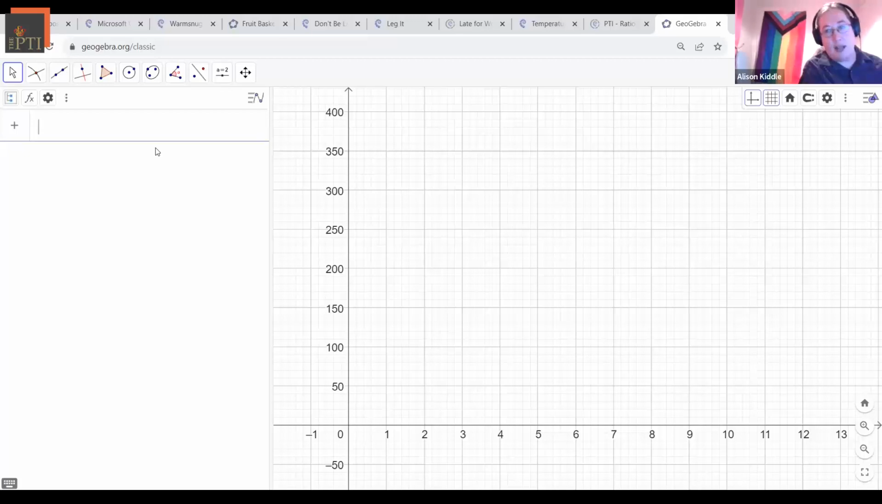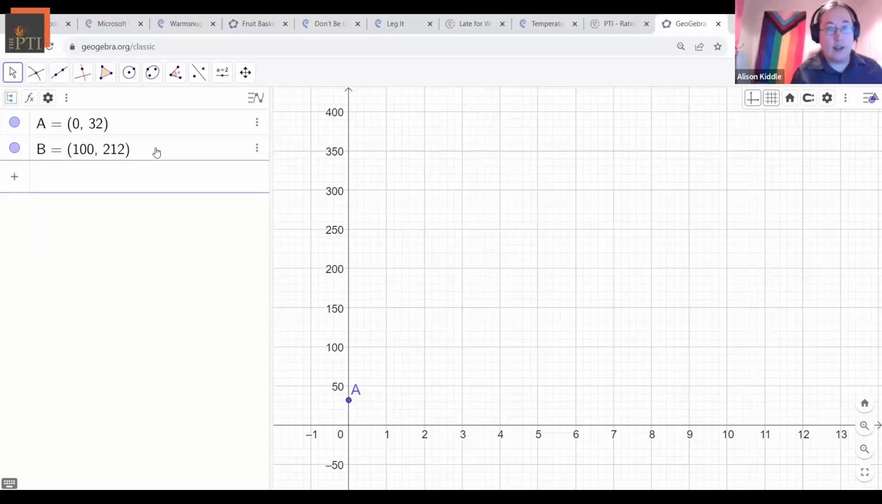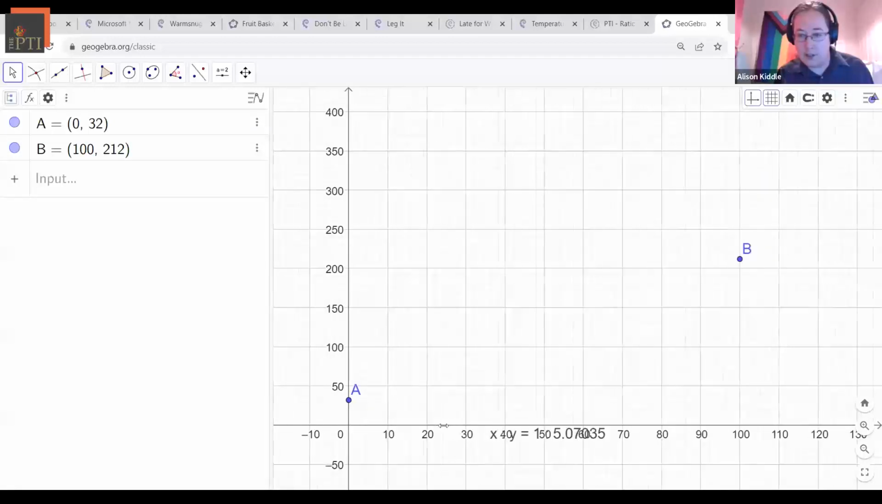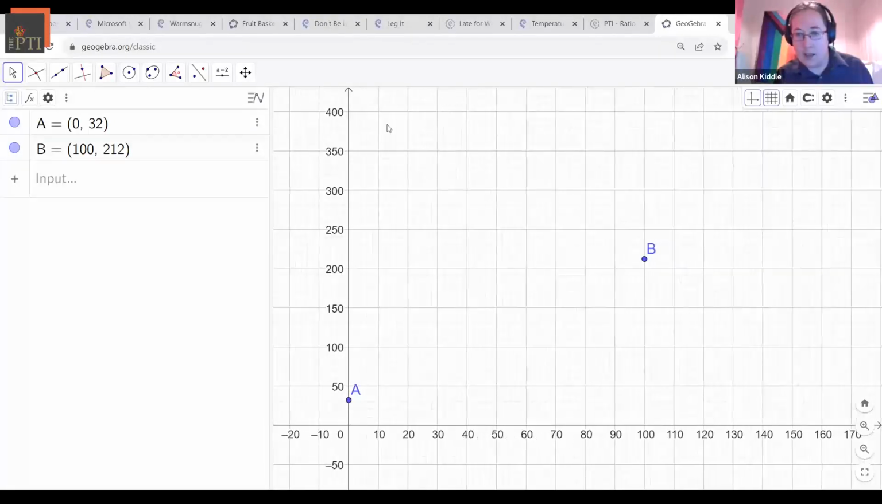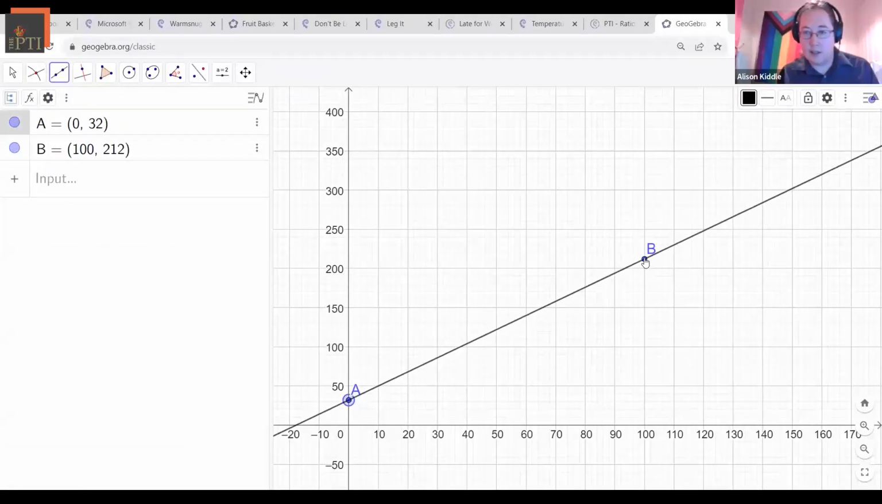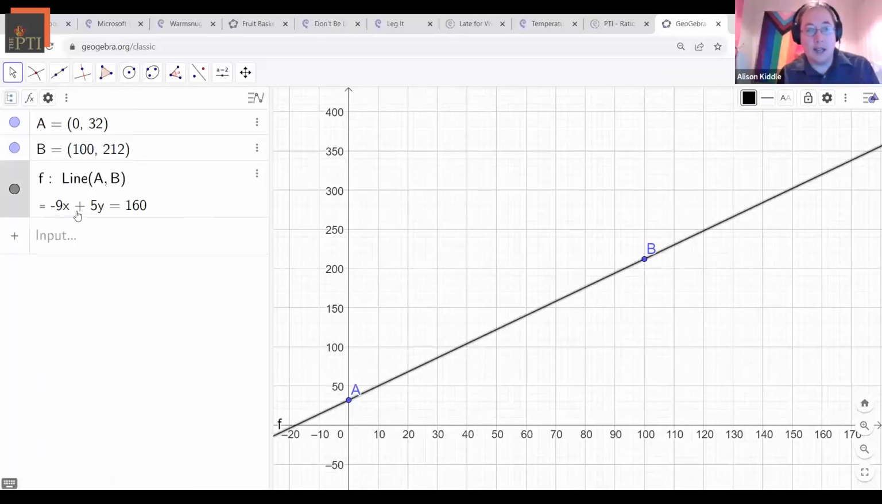I'm going to have Celsius on my x-axis and Fahrenheit on my y-axis. So I know that when Celsius is 0, Fahrenheit is 32. And I know that when Celsius is 100, Fahrenheit is 212. So I can represent, let's do, I want to get 100 showing. There we are. Let's do a straight line through those 2 points. And so GeoGebra has given me the equation minus 9x plus 5y equals 160.